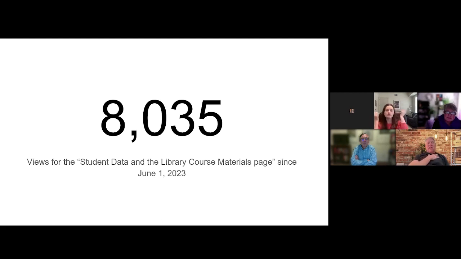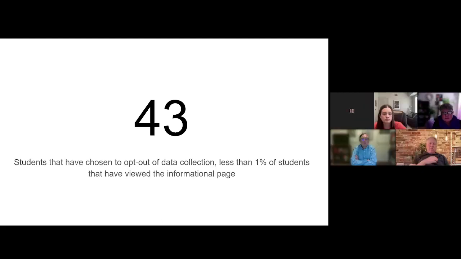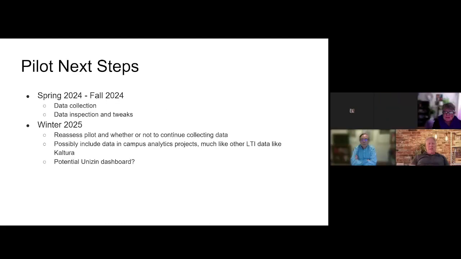Since June, about 8,000 students have clicked on that link to view the information, our effort to be transparent about the data that's being collected. And only 43 students have chosen to opt out. And we consider this to be kind of good news, that if you give students the opportunity to see what's happening, to give them agency over their data, sometimes they choose to opt out, but most of the time, in our case, less than 1% of the time that students looked at that page, they chose to opt out. So we find that to be kind of exciting.